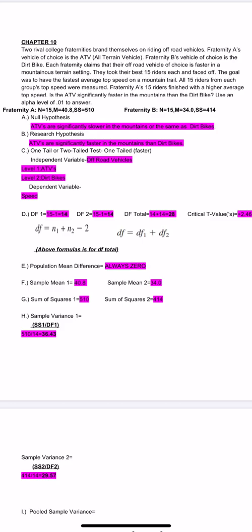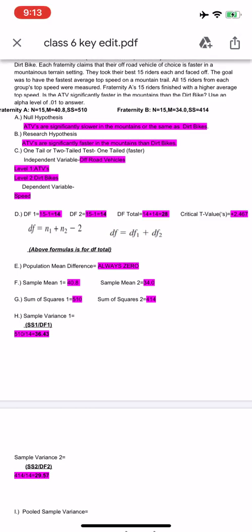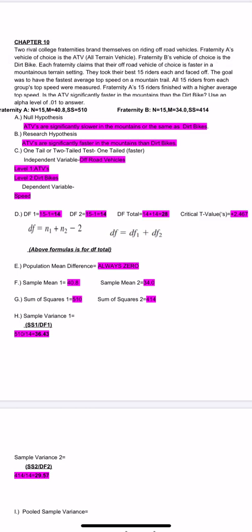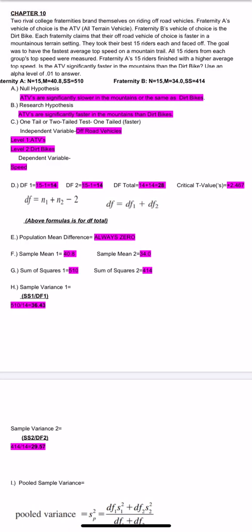Independent variable is off-road vehicles, and the two levels of that is level 1 ATVs and level 2 dirt bikes. And the dependent variable is speed. So DF1, so DF of group 1 had 15, so 15 minus 1 is 14. DF2, fraternity B, they had 15 as well, minus 1 equals 14. DF total, you just add the two up. 14 plus 14 equals 28.